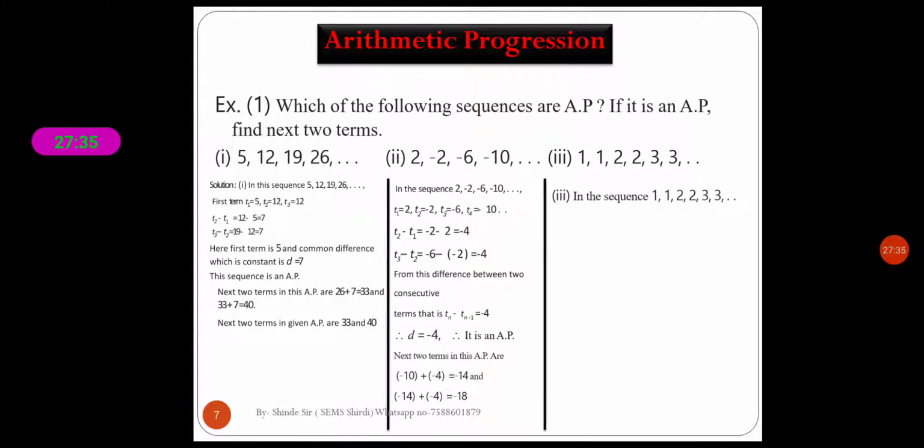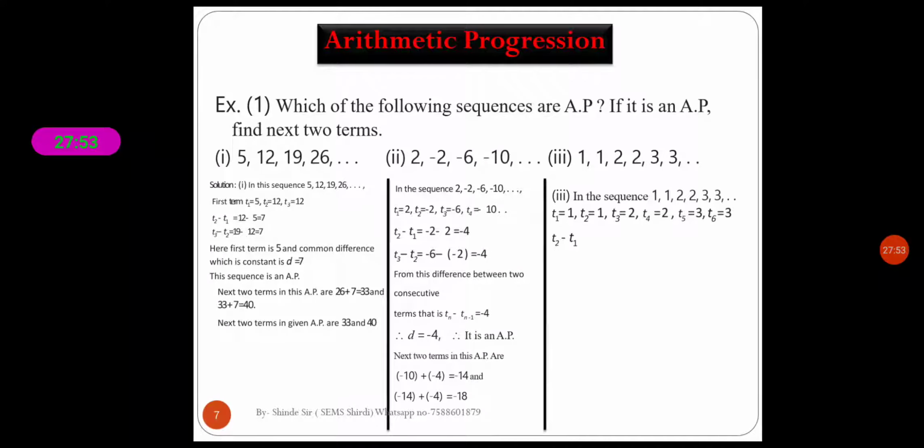They are arranged in a particular order. But what about the AP? We find out that here t1 is equal to 1, t2 is equal to 1, t3 is equal to 2, t4 is equal to 2, t5 is equal to 3, and t6 is equal to 3.